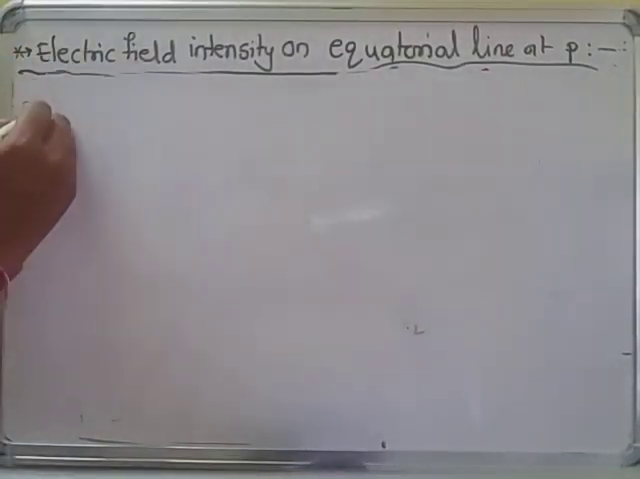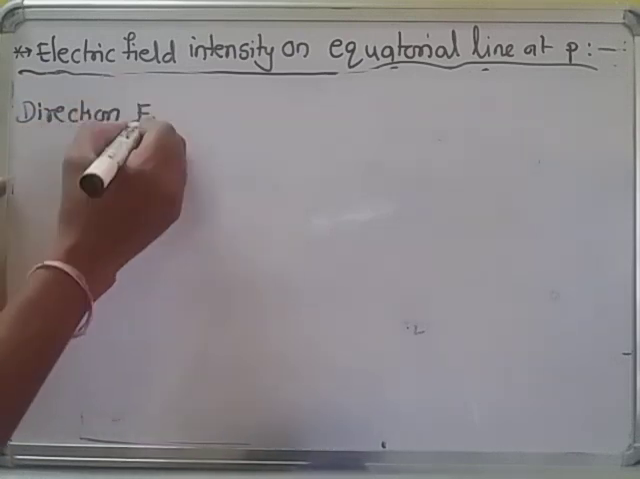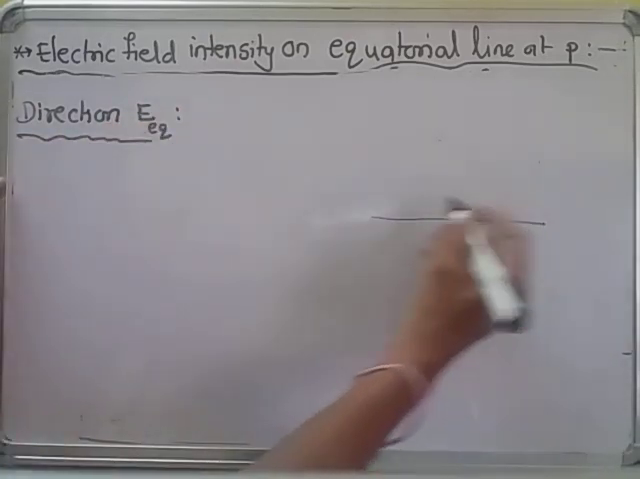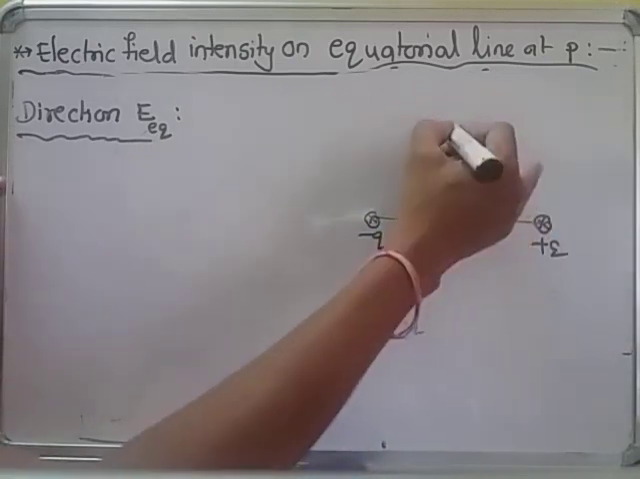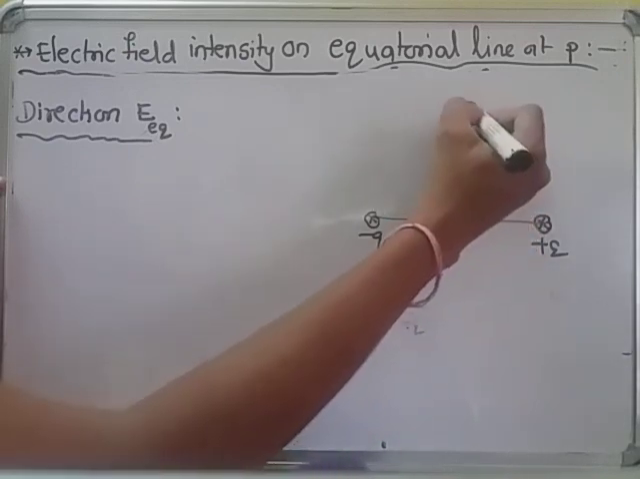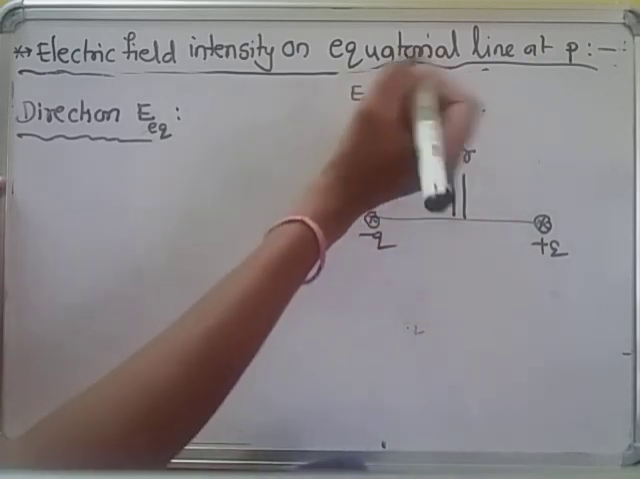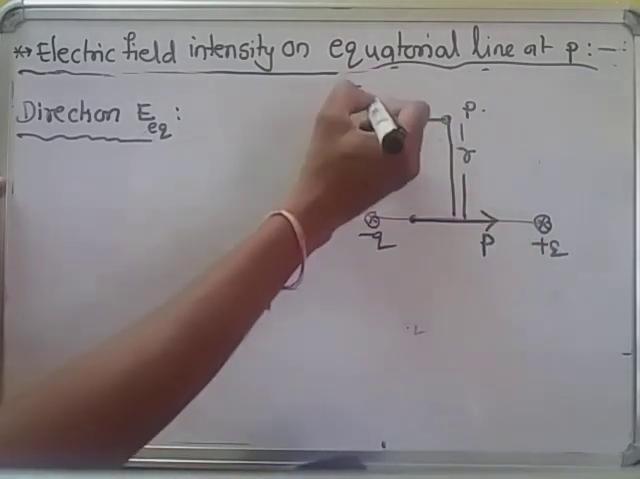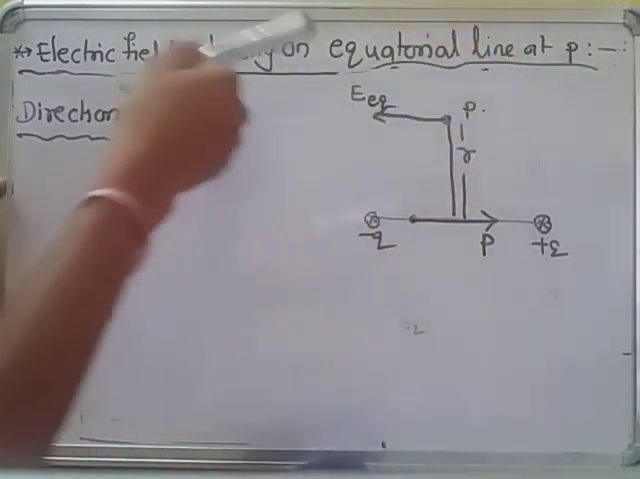Direction of electric field intensity, direction of E on the equatorial line. For that, this is minus Q charge and this is plus Q charge. At a distance R, I want to find the electric field on the equatorial line. At this point, the electric field intensity we find is along this direction. And the dipole moment direction is from minus Q to plus Q. The electric field on the equatorial line we got in this direction because the vertical components cancel each other. Only the horizontal left side components will remain.